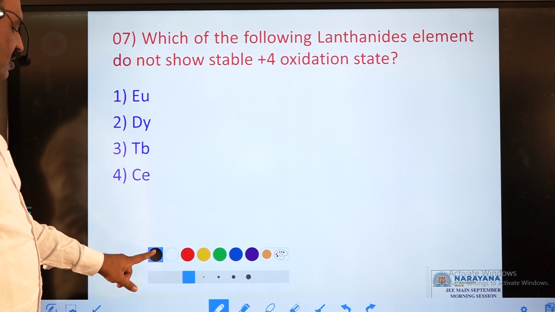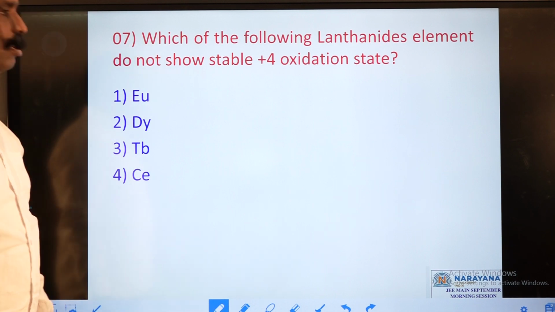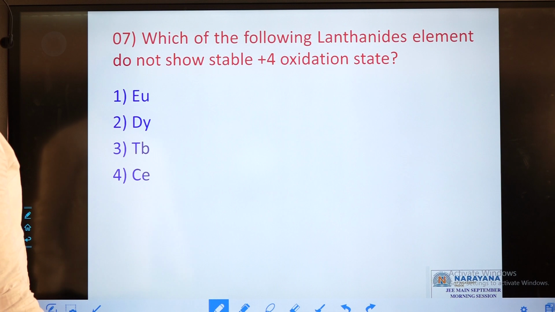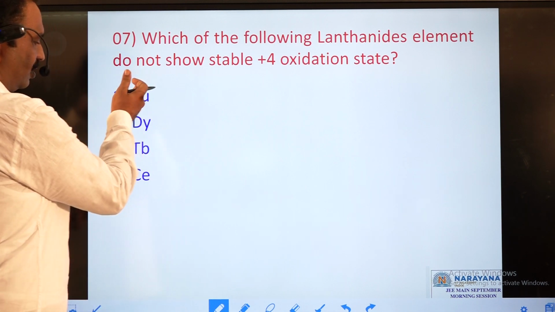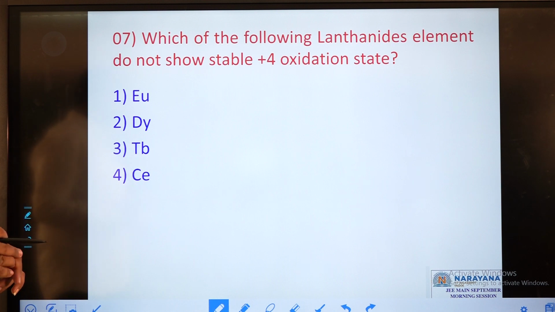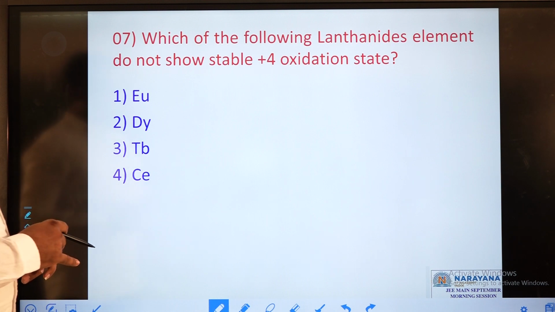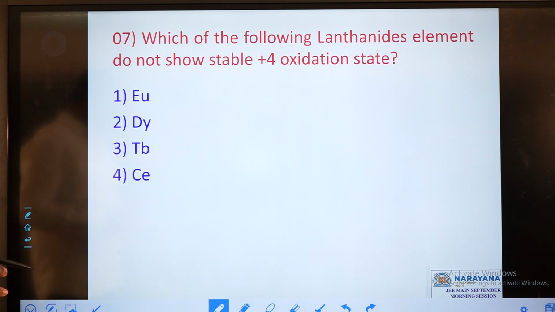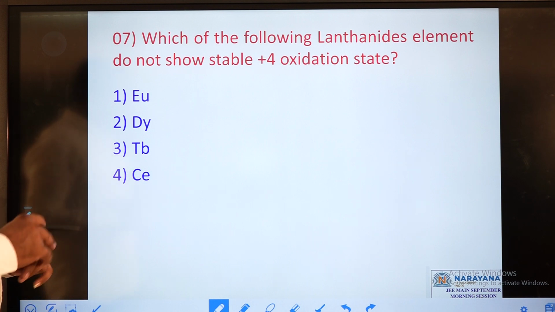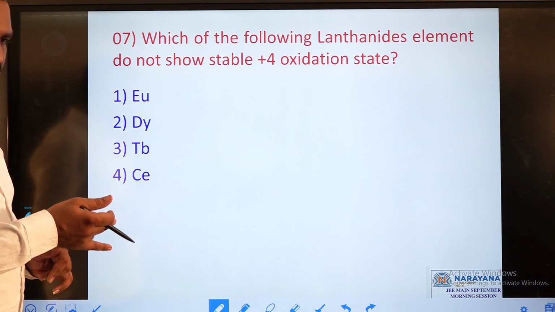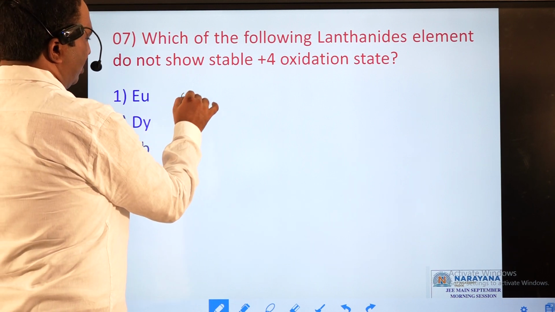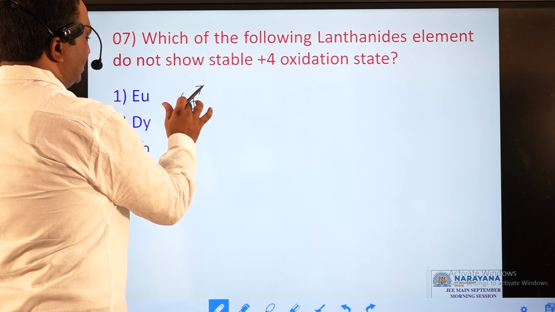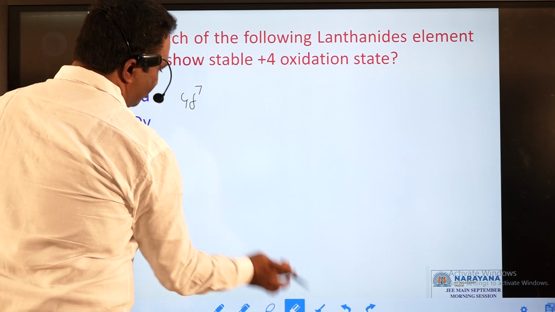Cannot show a stable +4 oxidation state. Europium, we know, belongs to the lanthanides. Lanthanides have the general electronic configuration (n-1)d1, ns2 and (n-2)f 1 to 14. So here it is 4f7.